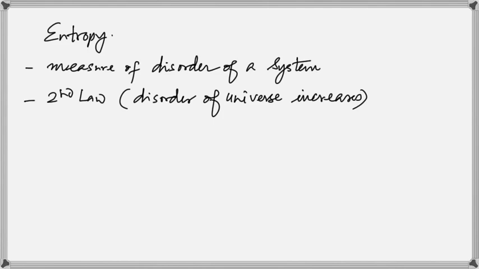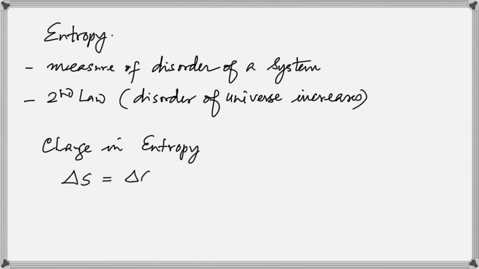That means the entropy of the universe taken as a whole is increasing, and there is no way to avoid that. But to find the change in entropy, we got to do the heat entering or leaving divided by the temperature. So that is the formula.